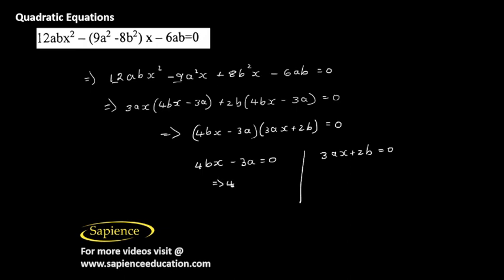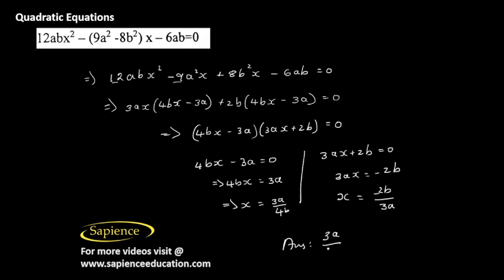In this case, 4bx is equal to 3a, which means x is equal to 3a by 4b, and in this case 3ax is equal to minus 2b, which means x is equal to minus 2b divided by 3a. So the answers for this quadratic equation are 3a by 4b and minus 2b by 3a.